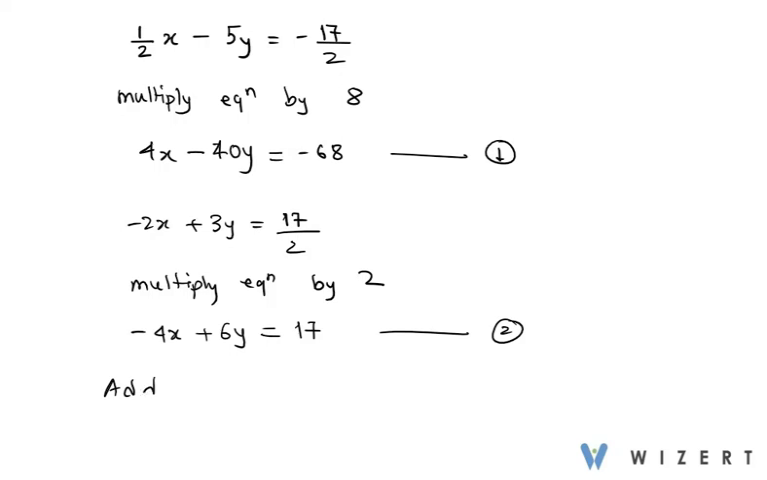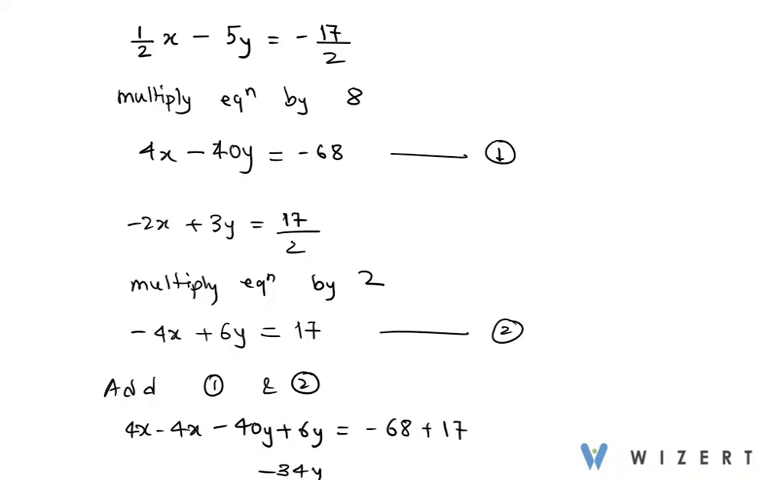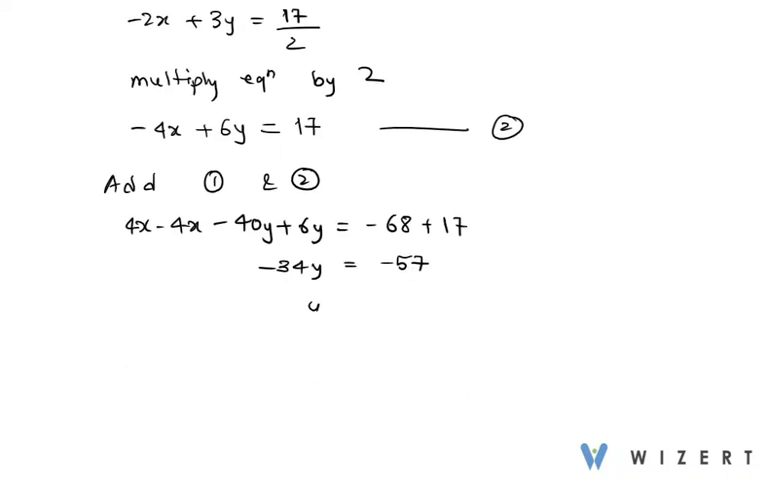I'll simply add 1 and 2. I get 4x minus 4x minus 40y plus 6y equal to minus 68 plus 17. So 4x minus 4x cancel out. Minus 40y plus 6y is minus 34y, and on the right hand side I get minus 57. So value of y that I get is equal to minus 57 by minus 34, which is equal to 3 by 2. So I get y equal to 3 by 2.